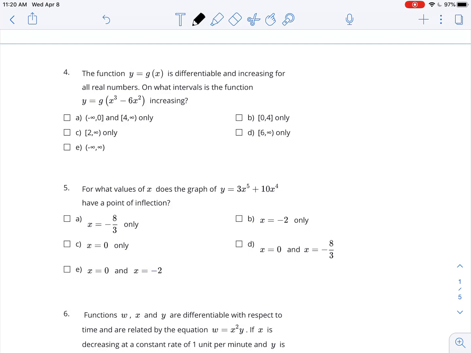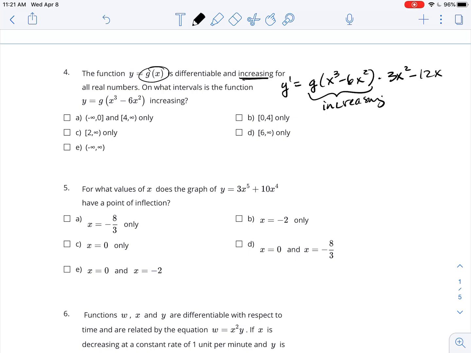Number 4, the function is differentiable and increasing for all real numbers. On what intervals is the function g of x cubed minus 6x squared increasing? So I need to find the derivative, and this is the derivative with the chain rule, so it's going to be y prime is equal to g prime of x cubed minus 6x squared times the derivative of the inside function, which is going to be 3x squared minus 12x. And what we do know is that g of x is increasing.